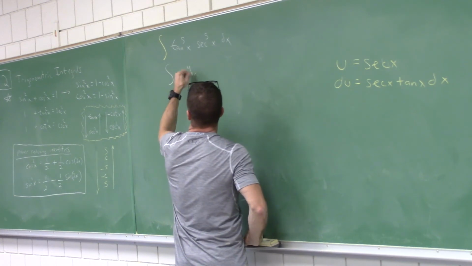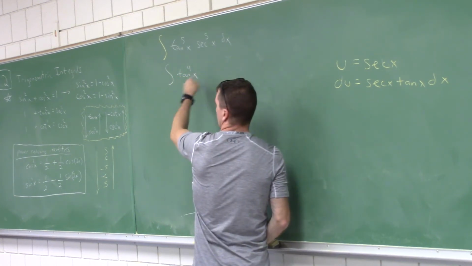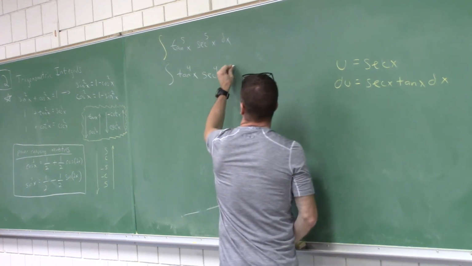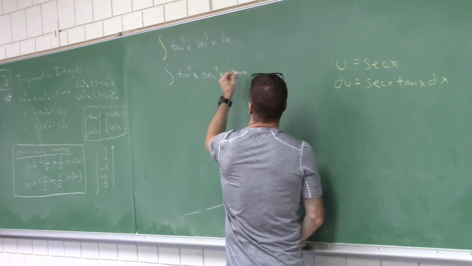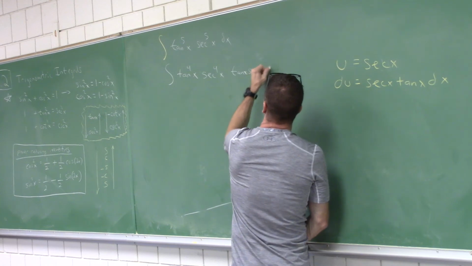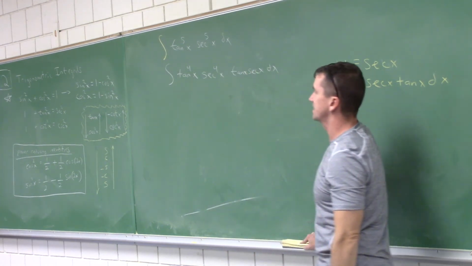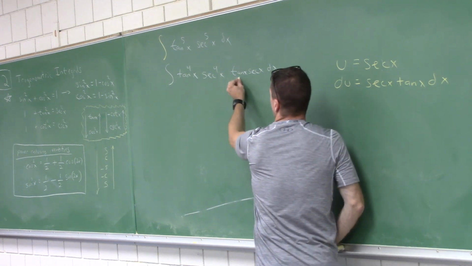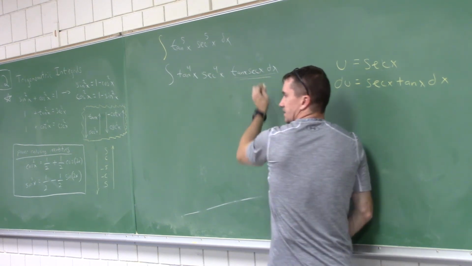tangent to the fourth x, leaving you a tangent x to go with it. Secant to the fourth x, and now you have a tangent x. Great start to the problem. Outstanding. So he's almost there. You all like that?